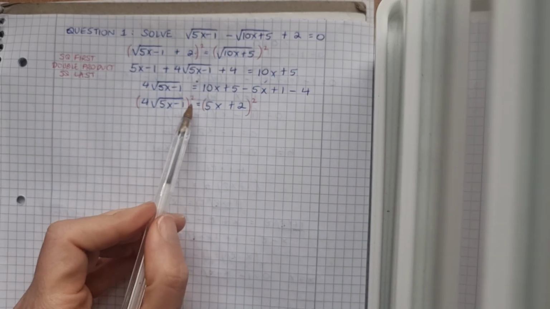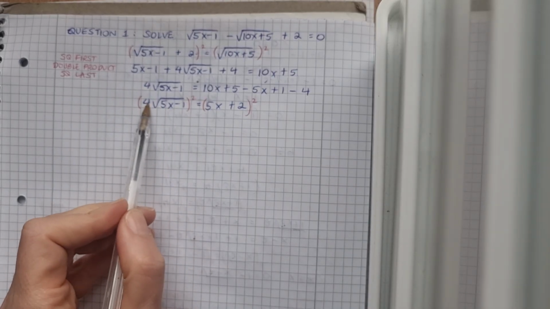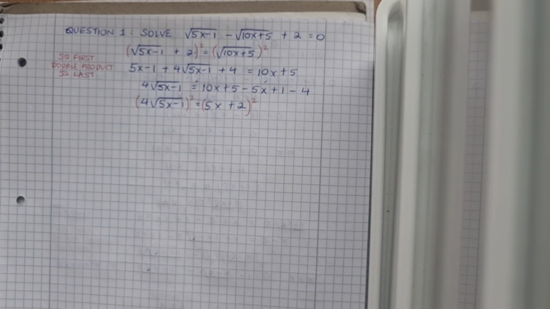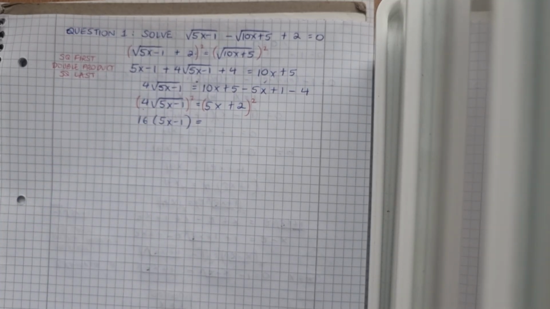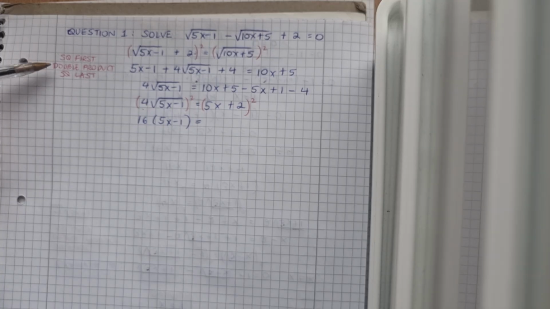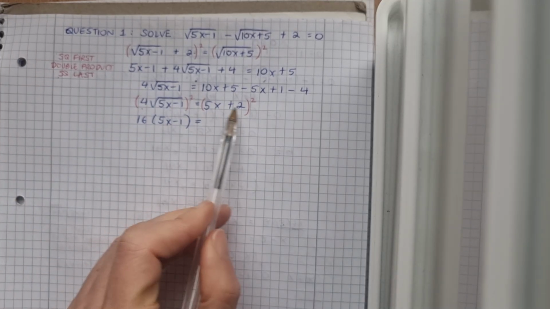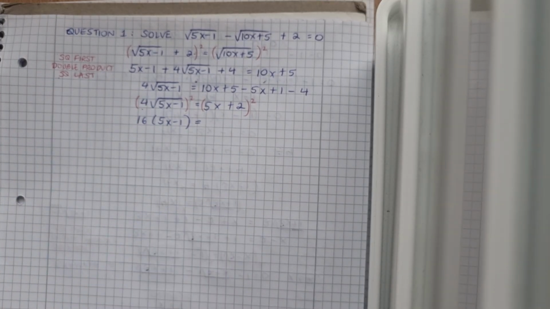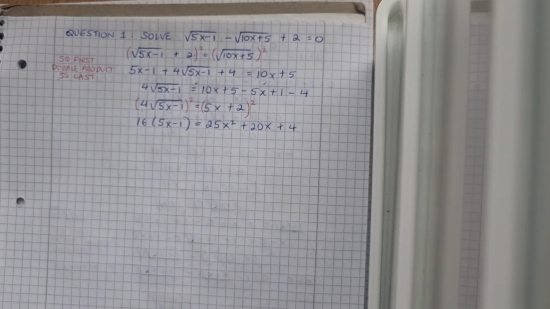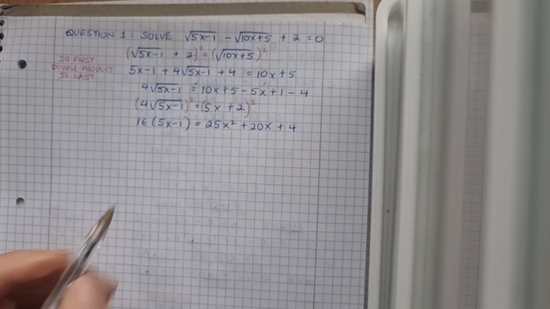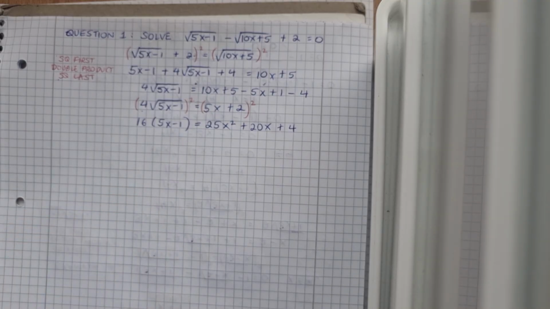And on the left-hand side, I need to distribute the square to both parts of the product. So I want to square the 4 and square the square root. And on the right-hand side, I have to go through my square the first, double the product, square the last, because these two terms are adding or subtracting. So I'm going to say 25x squared plus 20x plus 4. I can kind of see that it's turning into a quadratic, so I want to multiply out here on the left-hand side and then get it all on one side.